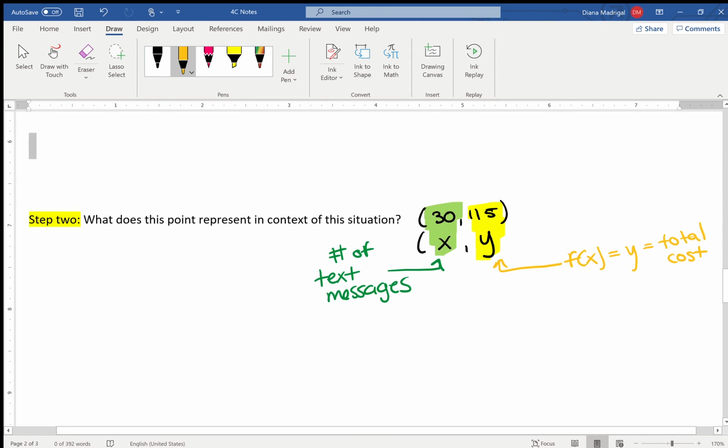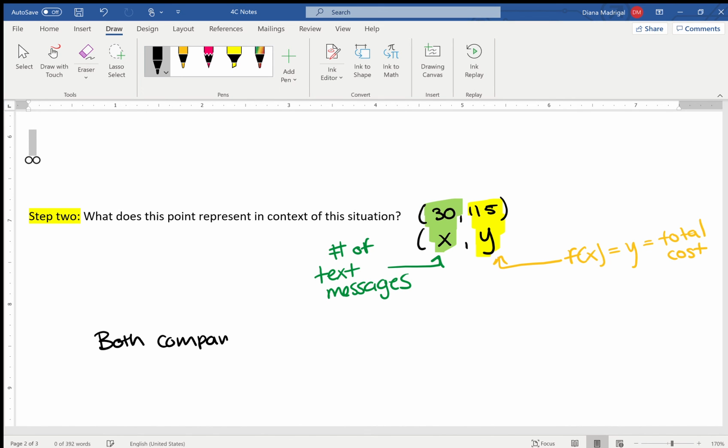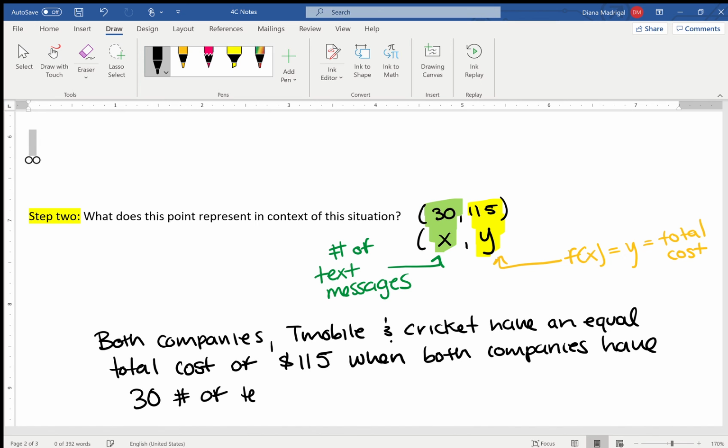Alright, so since I know the solution is 30 and 115, my answer for this is that both companies, T-Mobile and Cricket, have an equal total cost of 115 when both companies have 30 text messages.